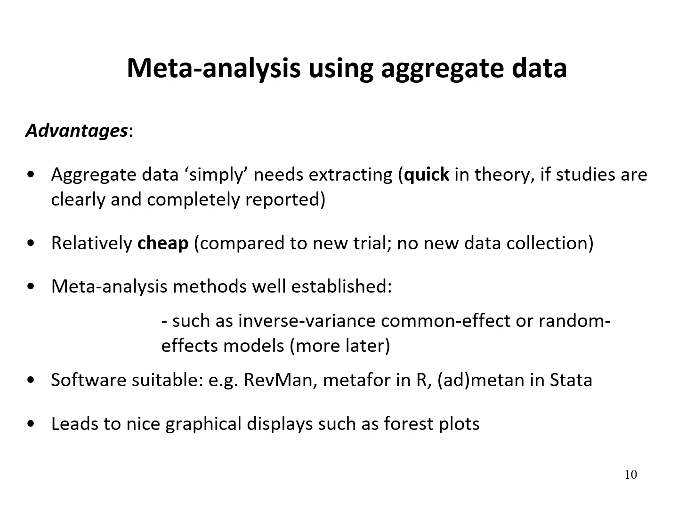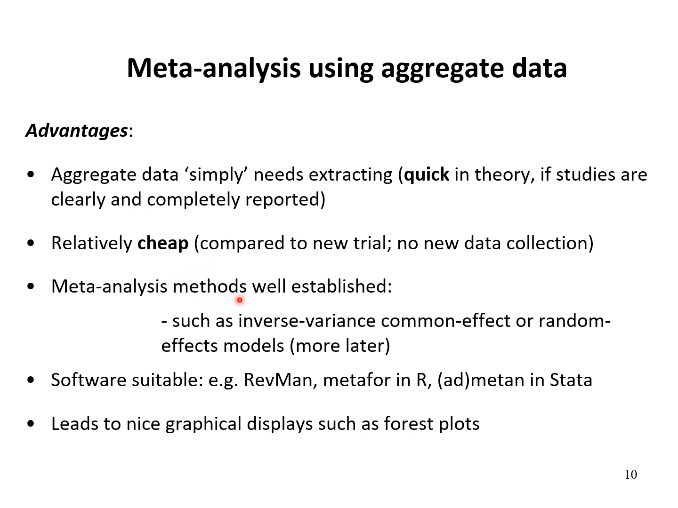So what are the advantages of aggregate data? Well, in theory it should be simple. You just go to a publication and you extract the results. So there's no reliance on obtaining new data from participants, and in theory, if studies are clear and completely reported, we should be able to extract those results relatively quickly and cheaply, at least in comparison to a new trial, or even later we'll see an individual participant data meta-analysis.